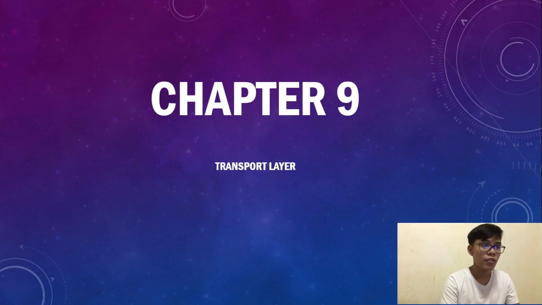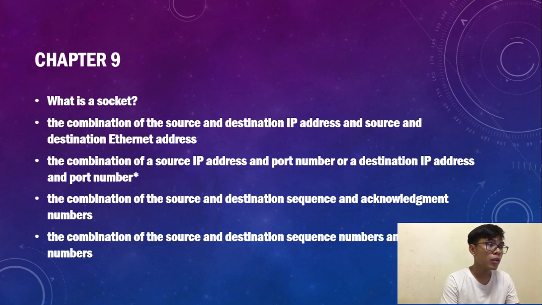So chapter 9, transport layer. The question is, what is a socket? The first choice is the combination of a source and destination IP address and source and destination Ethernet address. The second, the combination of source IP address and port number and destination IP address and port number. The third, the combination of source and destination sequence and acknowledgement numbers. The last one, the combination of source and destination sequence numbers and port numbers.